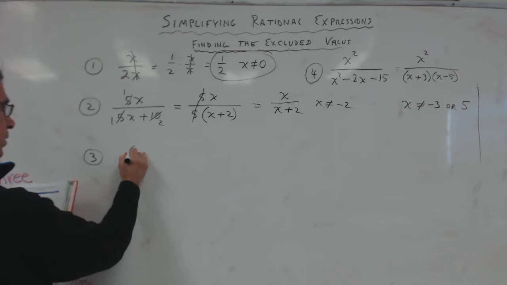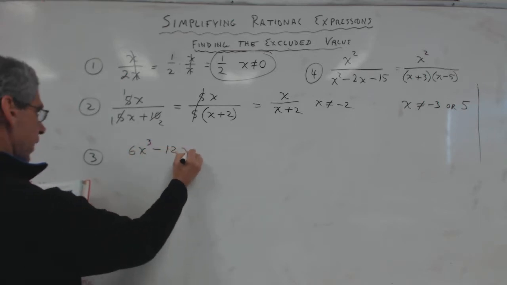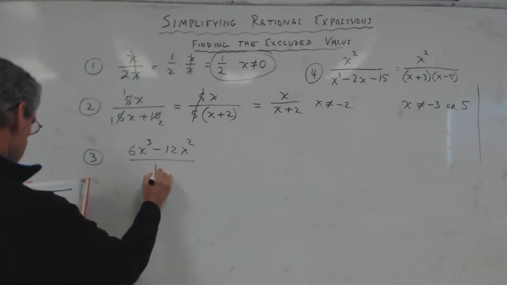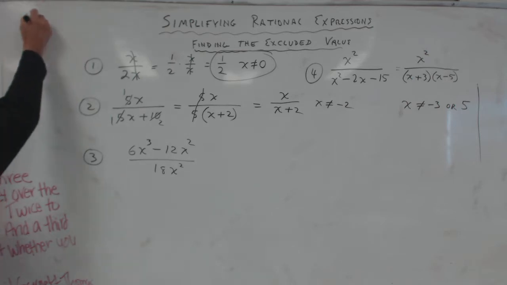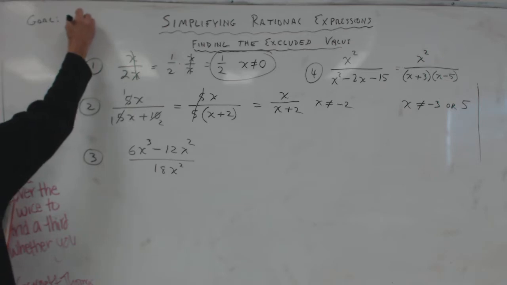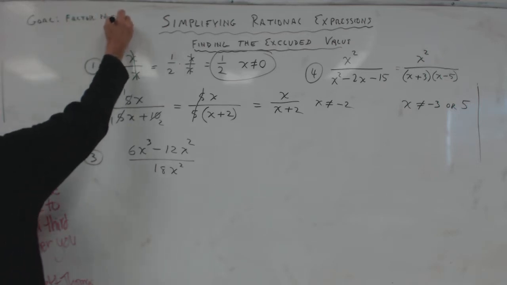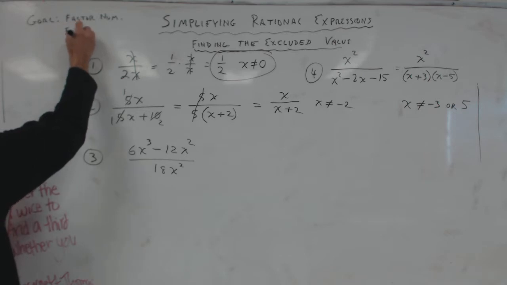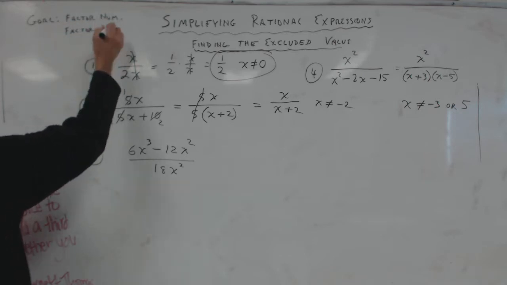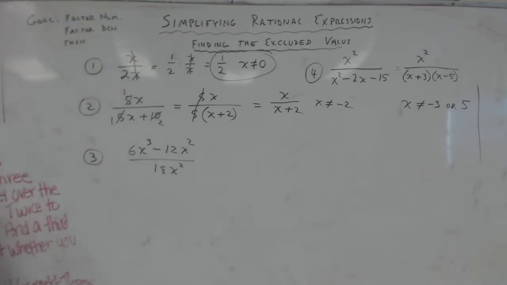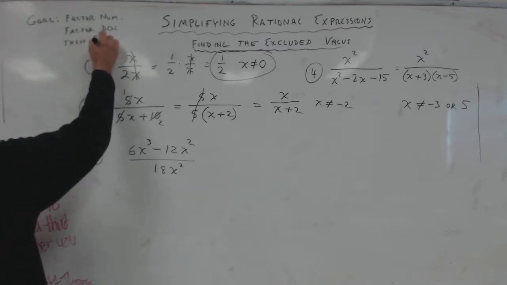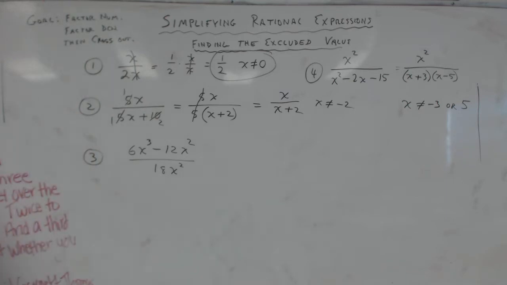How about 6x cubed minus 12x squared over 18x squared. So it looks like a mess. But always the goal with these is, this is the goal. Factor numerator, if possible, and then factor denominator. Right? And then try to factor, then cross things out. Cross out, right?